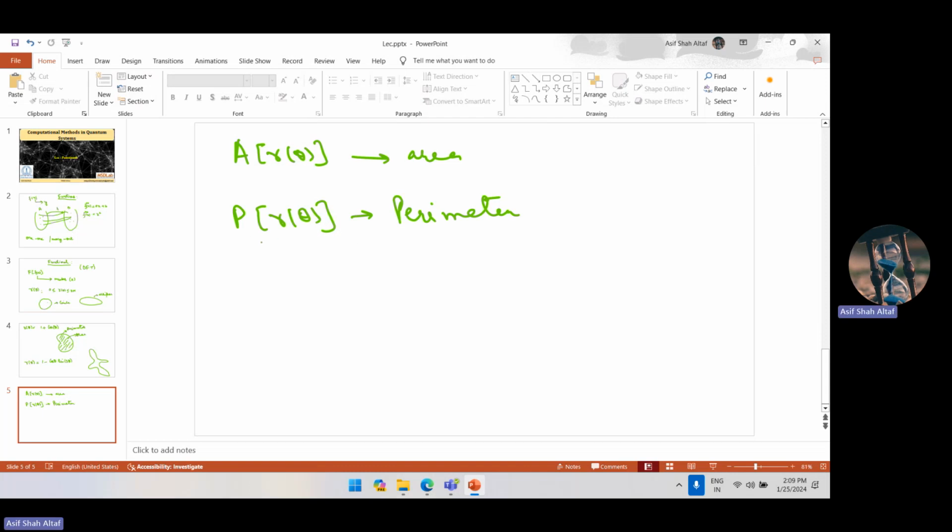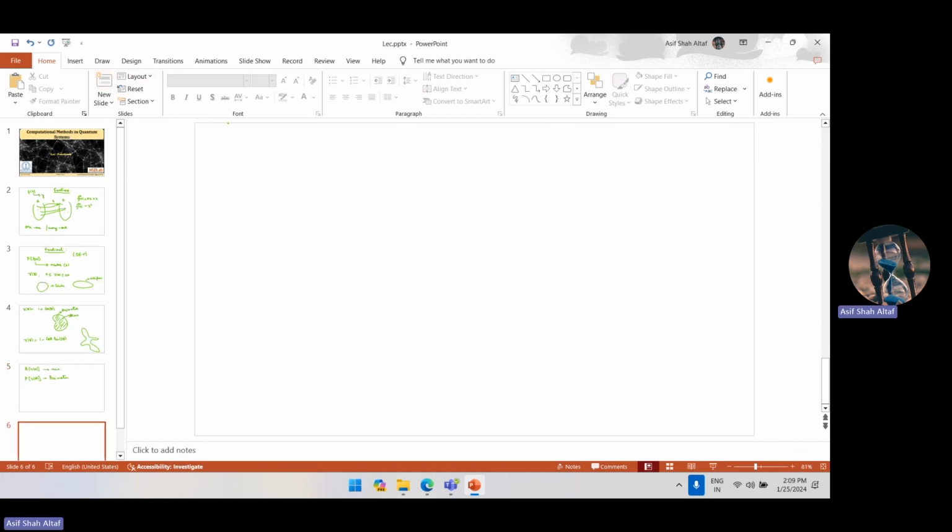So let's try to do some examples so that we can understand it better. Here, let's first try to find the area functional. Let's see how it looks.